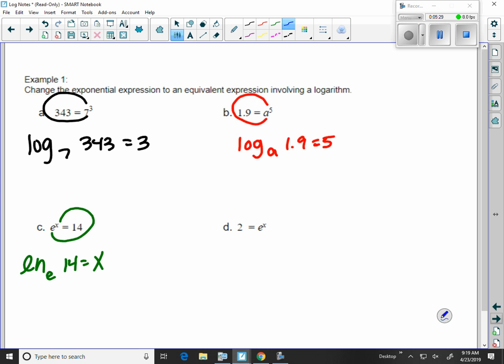Okay, part D, we're going to do the natural log. e to the 2 equals x. So natural log base e of 2 equals x.